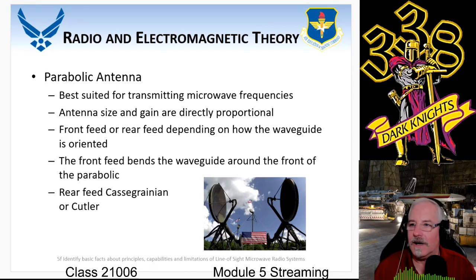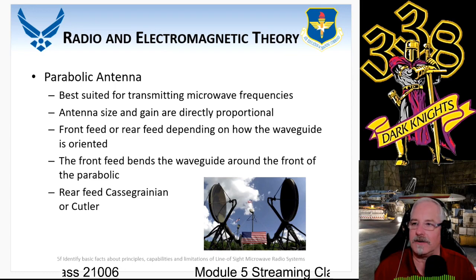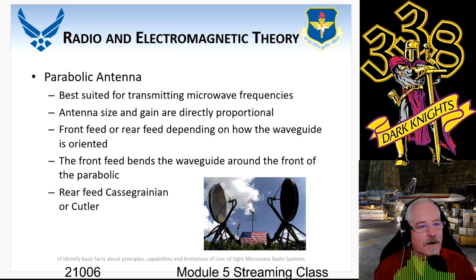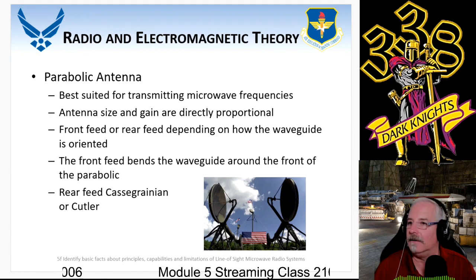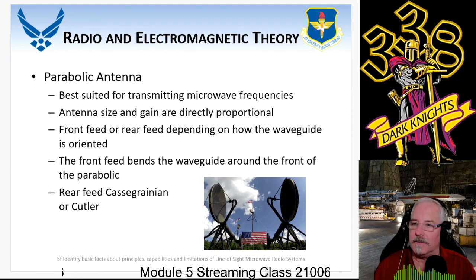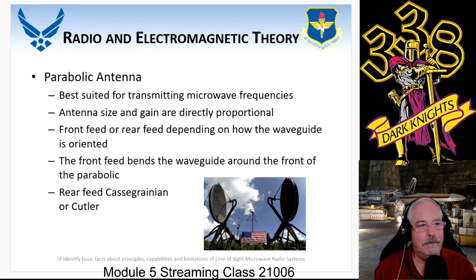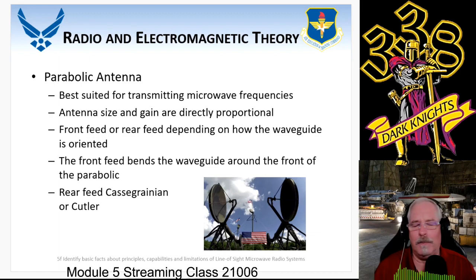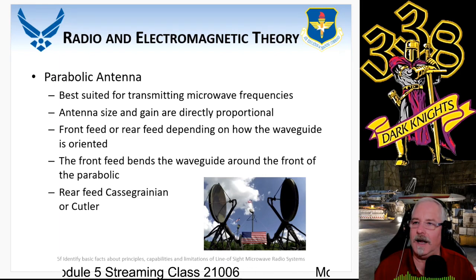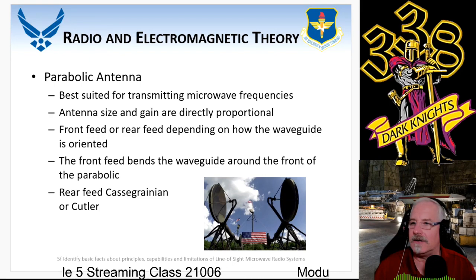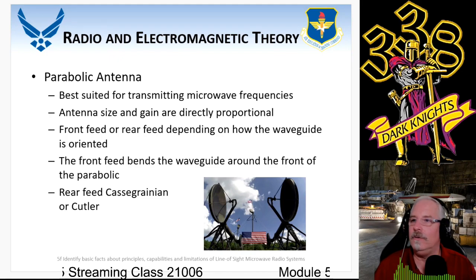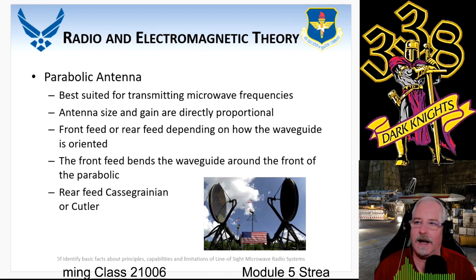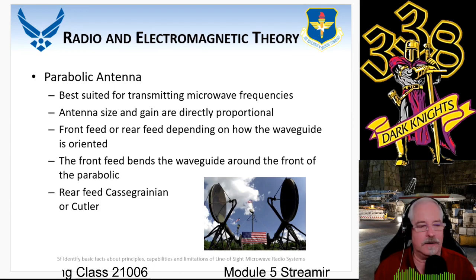Front feeds are okay. Rear feeds are the best. We have two of them. One's called a Cassegrainian. The other one is a Cutler. Cassegrainian has something called a sub-hyperbolic reflector on it, and the Cutler has what I call two fins that are in the opposite direction of what a hyperbolic sub-reflector would.